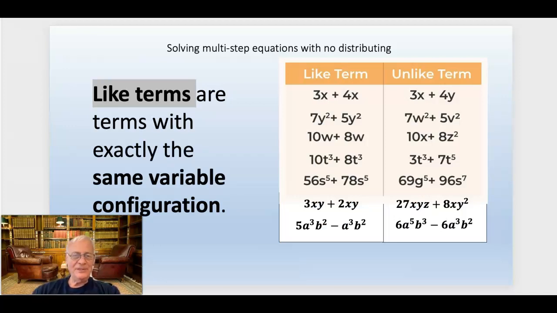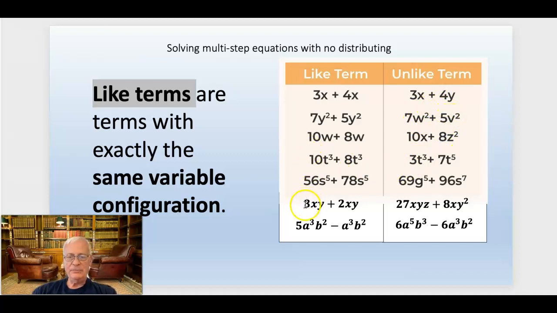Like terms are terms that have exactly the same variable configuration. So up here, like x and x, we can put 3x and 4x together. But you can't put 3x plus 4y together. You cannot put them together. These you put together, you get 7x. The 2y squared terms you put together. But a w squared and a v squared, you can't put them together.